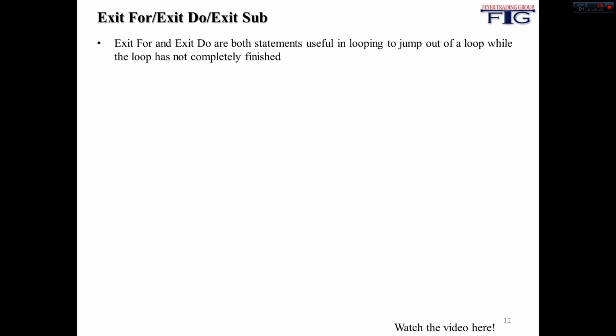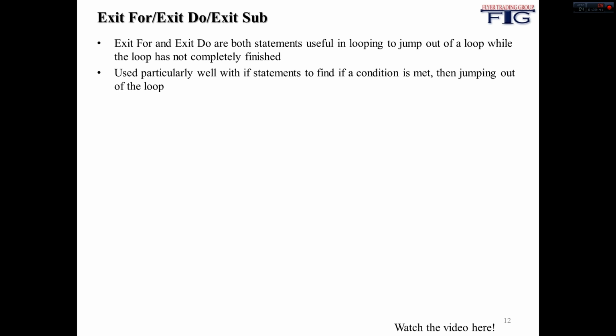Now this might be useful if you're wanting to do some type of sorting mechanism. So let's say you're sorting some array, for example, and you find, wait, we actually ended up sorting this whole thing completely. Then you might want to use an exit for or exit do, depending on how you set up your sort looping. They're particularly useful when the condition is met and then jumping out. So I like to use exit for, exit do, and exit sub based upon if statements as well.